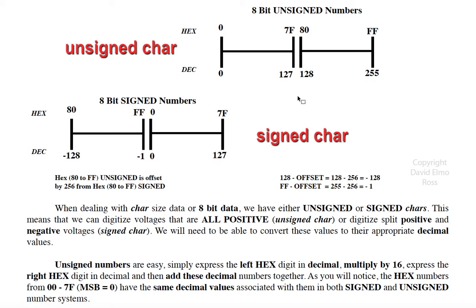Now, one of the things that you'll note is this 80 to this FF, the 80 here, which is 128, to this 80, which is minus 128, this 80 to this 80 has been offset by 256, which is 2 to the 8th power. In fact, all the numbers from 80 to FF are offset by 256, and this is going to be important later, as we'll see.